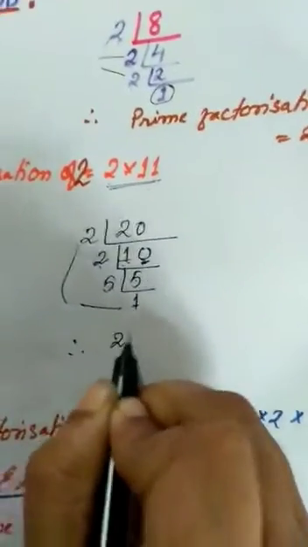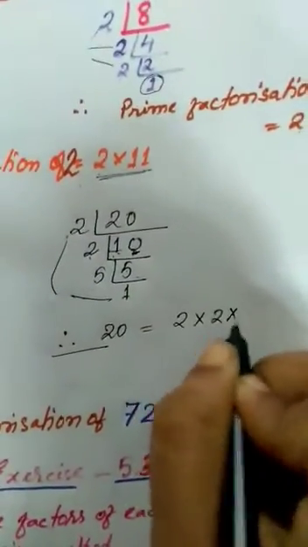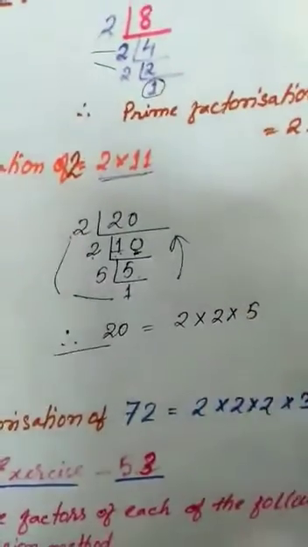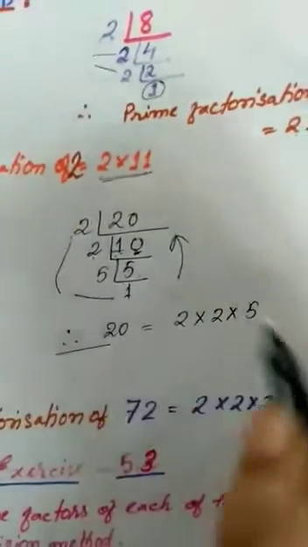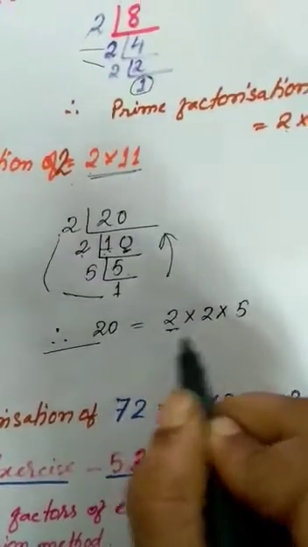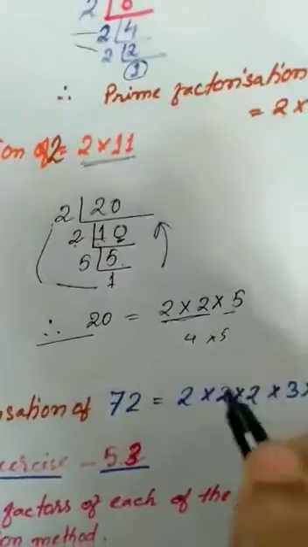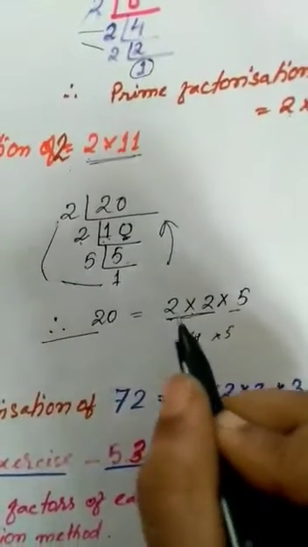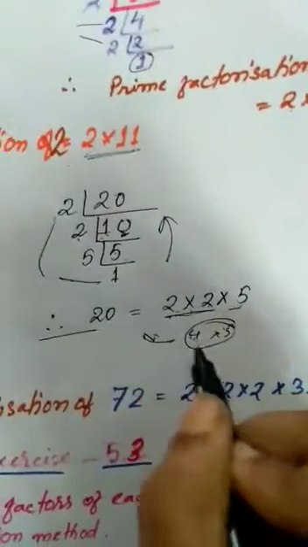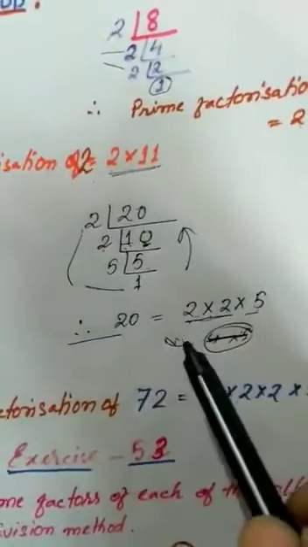Therefore the prime factorization of 20 we can write like this, 2 into 2 into 5, and you can check whether your work, or the prime factorization, is correct or not. How will we check? 2 times 2 is 4, and 4 times 5 is 20, so it is coming to the same result, 20. You do not need to write this, it is just to check that your work is correct.